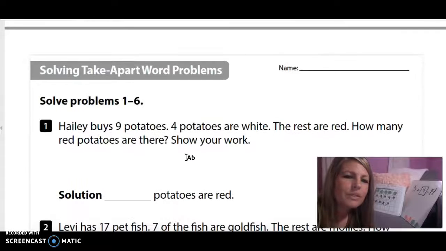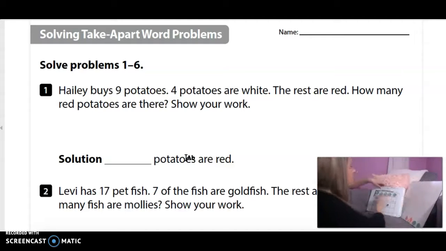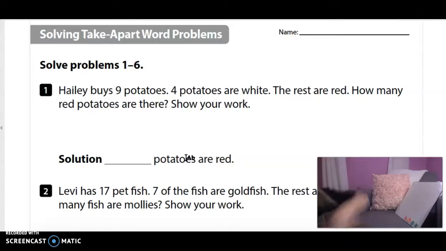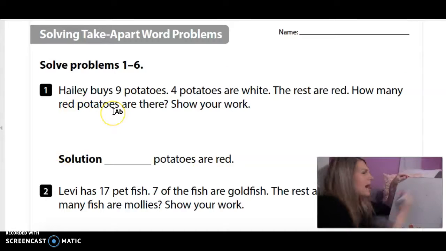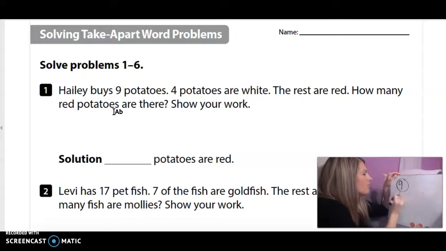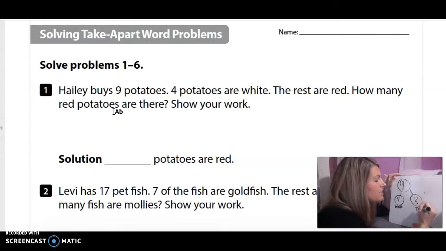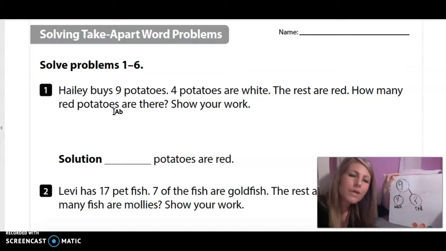The last strategy we will use today is word problems, taking apart word problems. Let's go ahead and dive right in for number 1. Number 1 says, Haley buys 9 potatoes. We're going to put the big number up at the top. We've got 9 potatoes. 4 of those potatoes are white potatoes. Making a number bond. The rest of the potatoes, I'm going to put a question mark. We don't know how many there are, but all we know is that the rest are red. How many red potatoes are there?